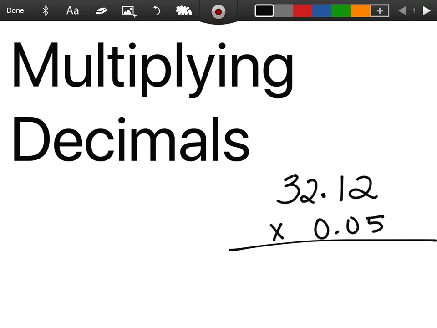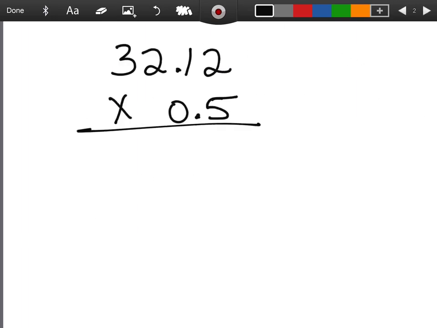Okay, guys, we are going to look at multiplying decimals today. You multiply decimals pretty much the same exact way you multiply whole numbers. There's just a little bit of tweaking that goes into it with regard to the place value, okay? So let's look at this question.